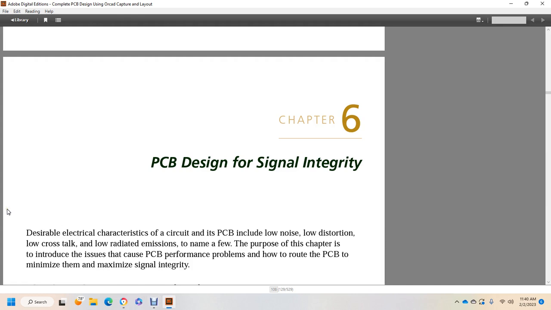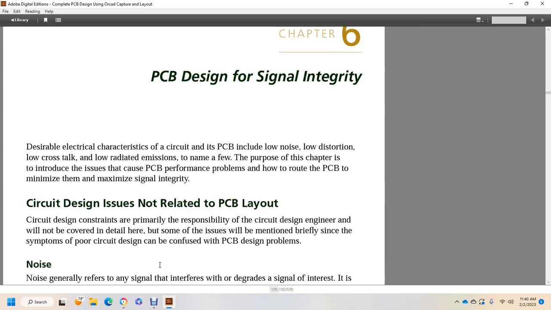Desirable electrical characteristics of circuits on a PCB include low noise, low distortion, low crosstalk, and low radiated emissions, to name a few. The purpose of this chapter is to introduce issues that cause PCB performance problems, and how to route a PCB to minimize them and to maximize signal integrity.